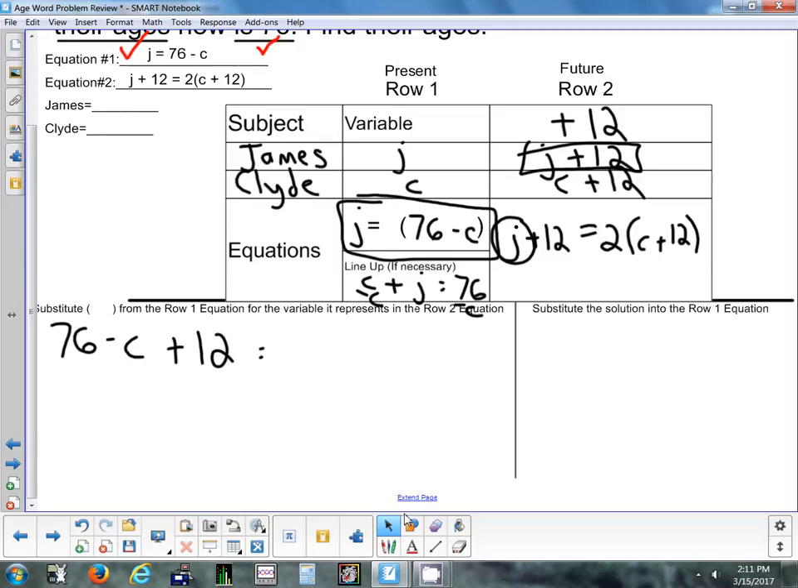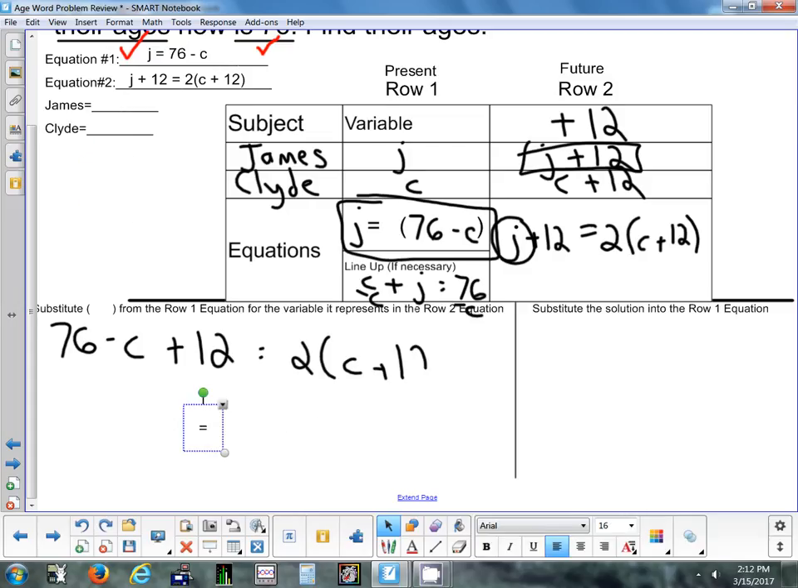Equals, good. After the equal sign, Sabrina, do you think you know what to write in after the equal sign? So I'm here, right, and I'm here. What's left? 2, anything else? Yeah. C plus 12. Very good.